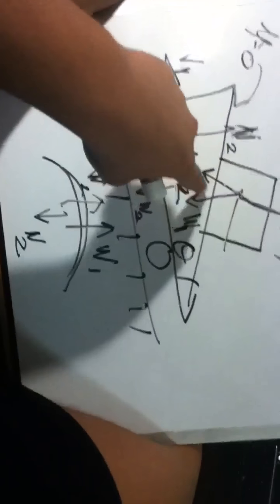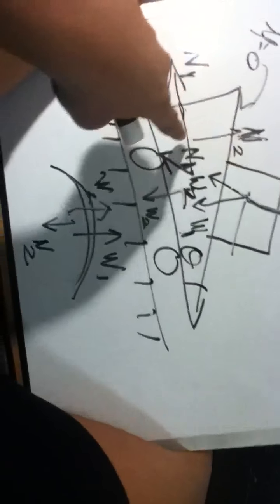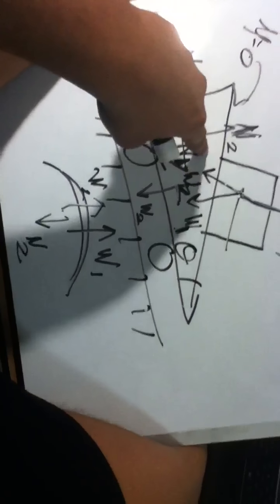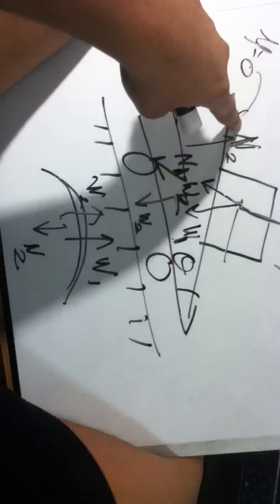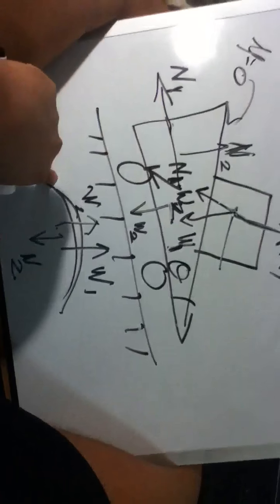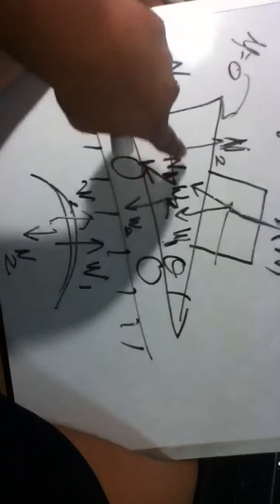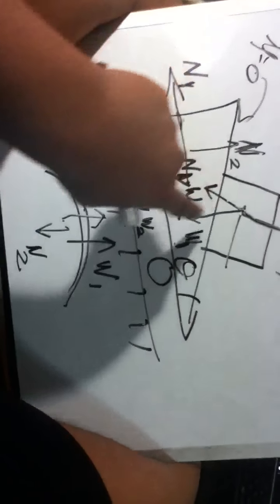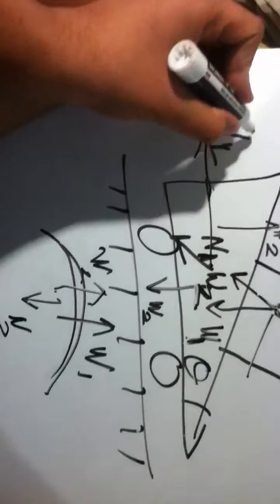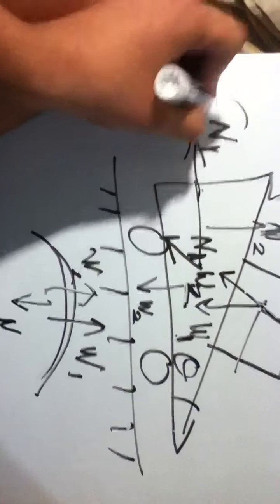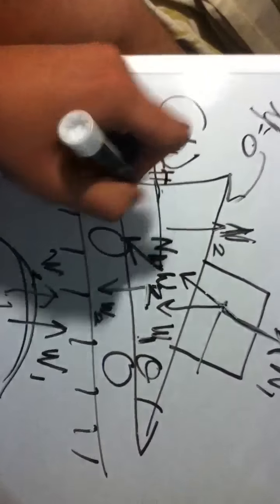But these are the action-reaction pairs. N1 on the block by the cart, N1 on the cart by the block, N2 on the cart by the Earth, N2 on the Earth by the cart. And a component of N1, N1 horizontal maybe, is the force that's going to make the cart move in that direction. Okay? Alright, I hope this helped.